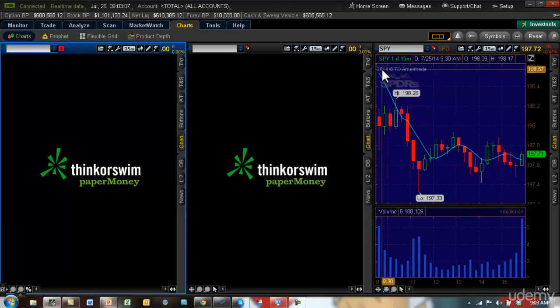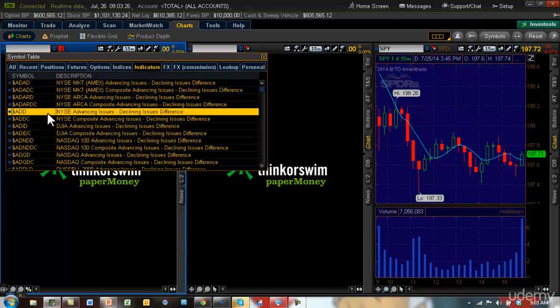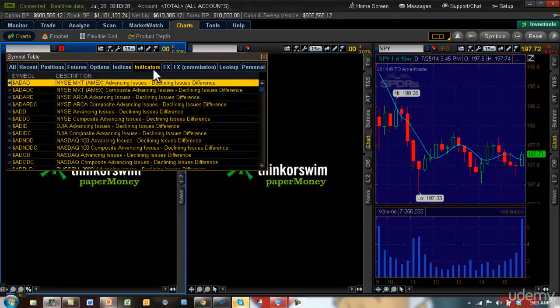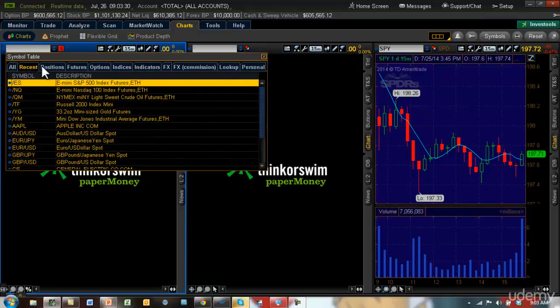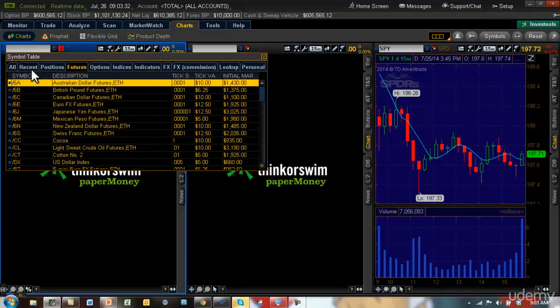So you do want to put the SPDR, the ETF, for that particular index onto one of your screens. Then you can compare the market internals of this particular market. Here, on the Thinkorswim platform, if you put a question mark and hit enter, it'll give you all these different parameters that you can put for your chart.